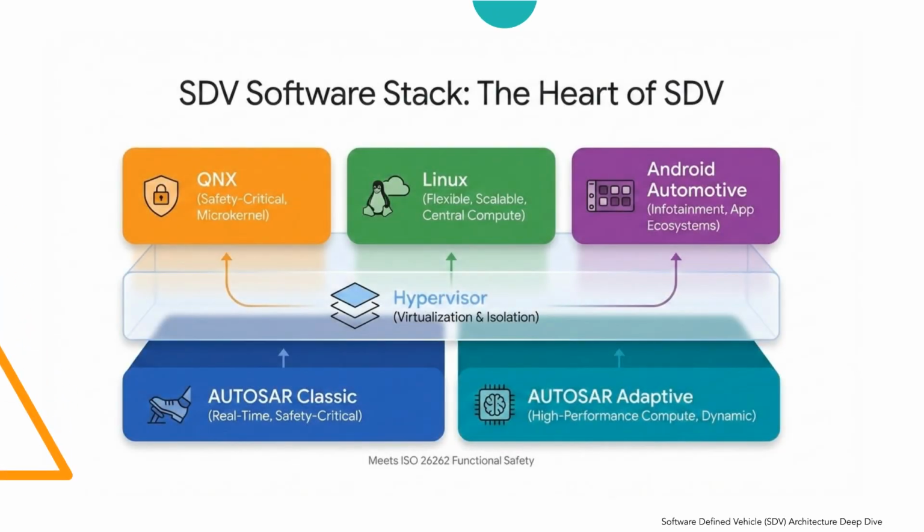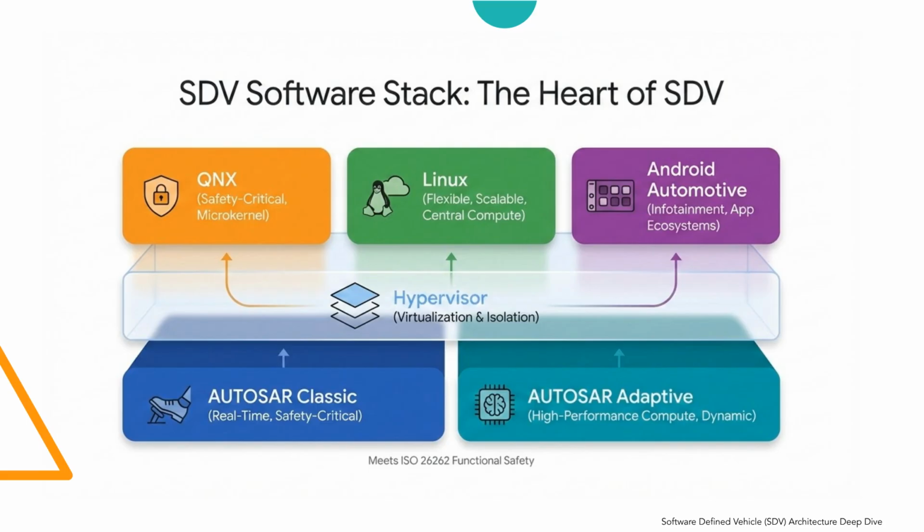Now let us look at the software stack, which is the heart of SDV. At the lowest level, we have AUTOSAR, which stands for Automotive Open System Architecture. AUTOSAR Classic is used for real-time, safety-critical applications, like braking or airbag systems, while AUTOSAR Adaptive is designed for high-performance compute platforms, supporting dynamic applications. On top of this, we have operating systems like Linux, QNX, and Android Automotive. QNX is widely used for safety-critical systems due to its microkernel architecture and strong reliability. Linux is used for flexibility and scalability, especially in centralized compute. Android Automotive powers infotainment systems, providing app ecosystems and user interface frameworks.